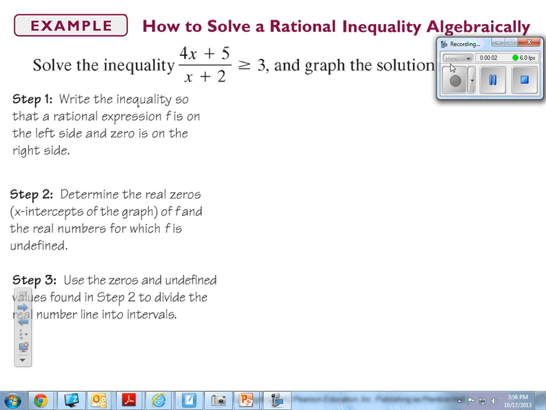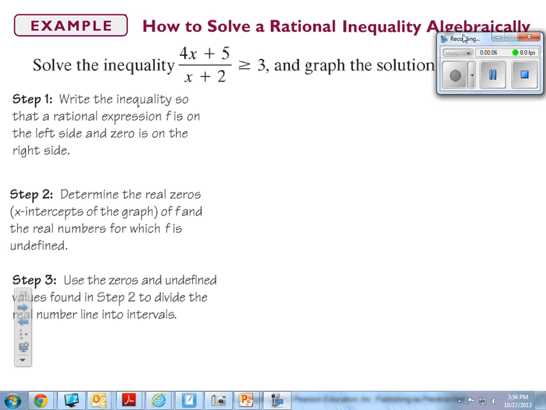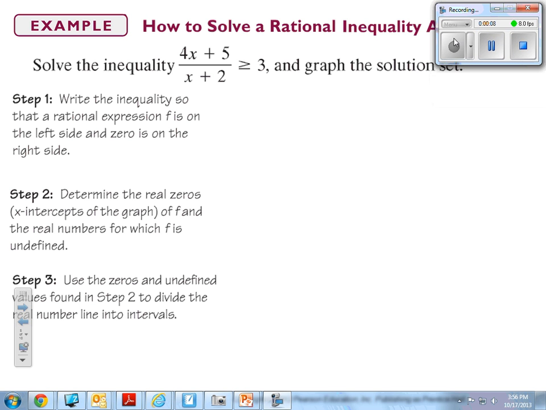Now that we've looked at solving a rational inequality by graphing, we want to look at the algebraic method for solving these types of inequalities. Again, we're going to have to do this on the final exam and on your homework, so make sure that you can show these steps. Being able to do the algebraic method is much more reliable than doing the graphing method for the reasons that we've talked about before.